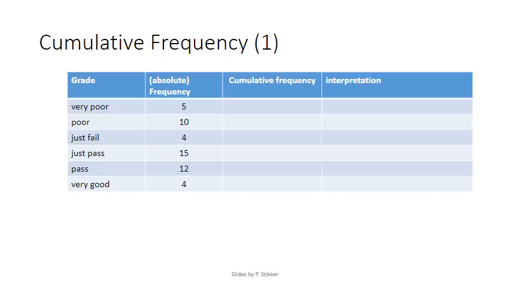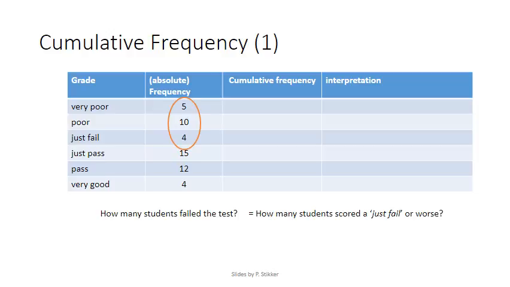To explain cumulative frequencies, let's have a look at the table below. We see that a teacher has classified the students based on their grade from very poor to very good, which is an ordinal scale. One of the questions we might have is how many students failed the test? This is the same as asking how many students scored a just fail or worse, which is simply the addition of these three categories, because these three categories all indicate that a student failed. In this case, this becomes 5 plus 10 plus 4 equals 19.